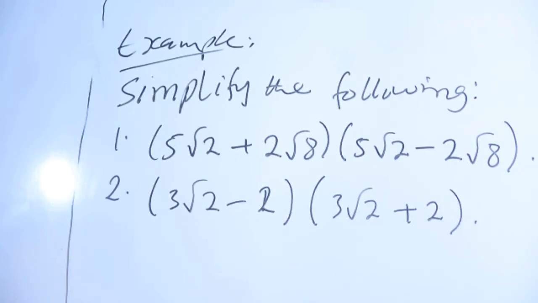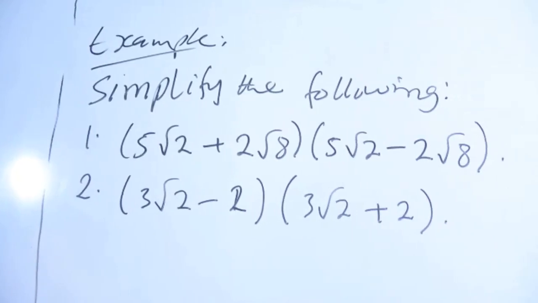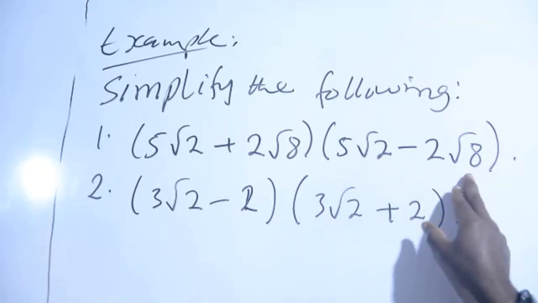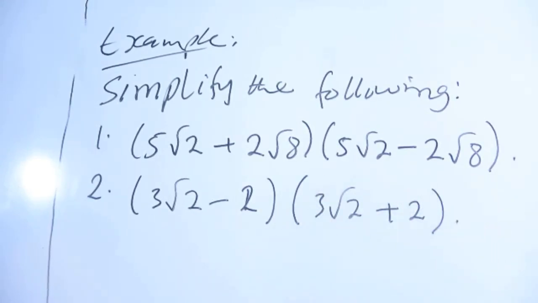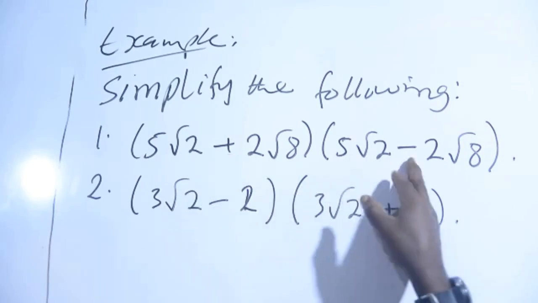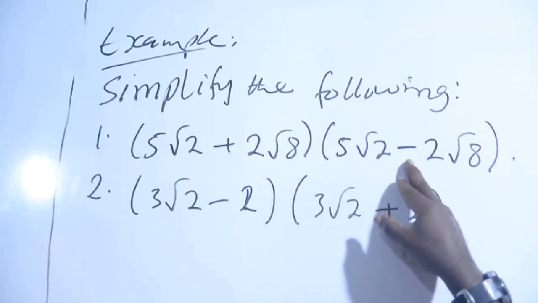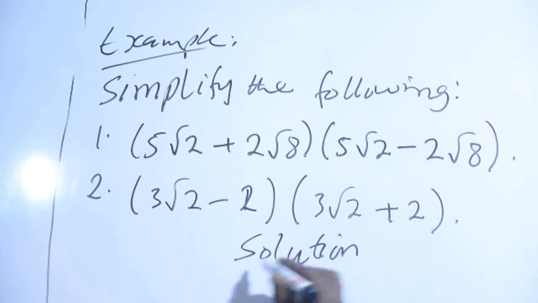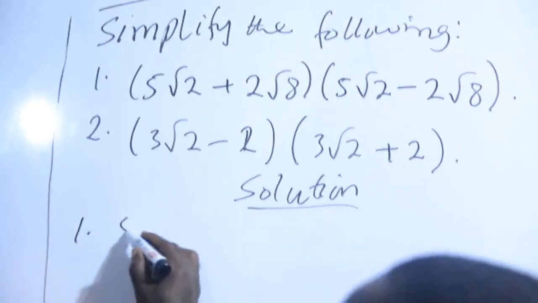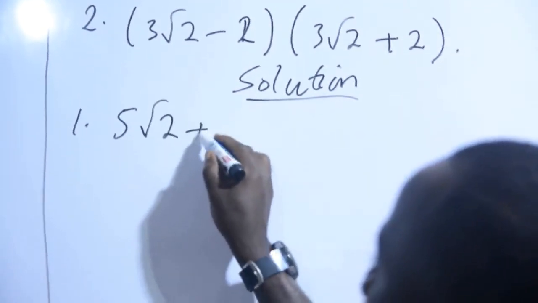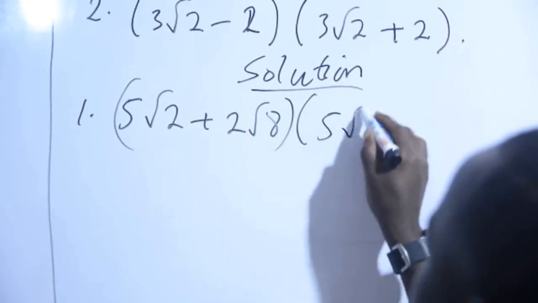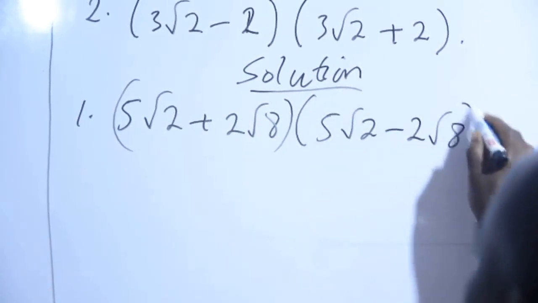So, if you check these two examples, you discover the first one, 5 root 2 plus 2 root 8 into 5 root 2 minus 2 root 8, you see, they are similar. The only difference is the sign, which is plus here and then minus here. And as I have explained earlier, that means these two are what? Conjugates. So let's see how we can expand these two brackets and see what answer we will get. 5 root 2 plus 2 root 8 into 5 root 2 minus 2 root 8.